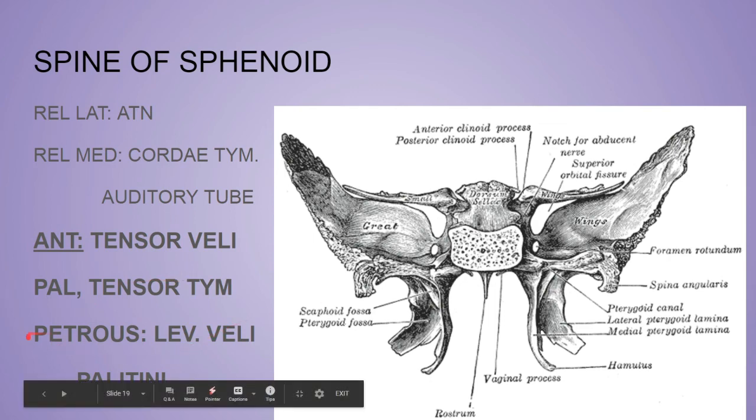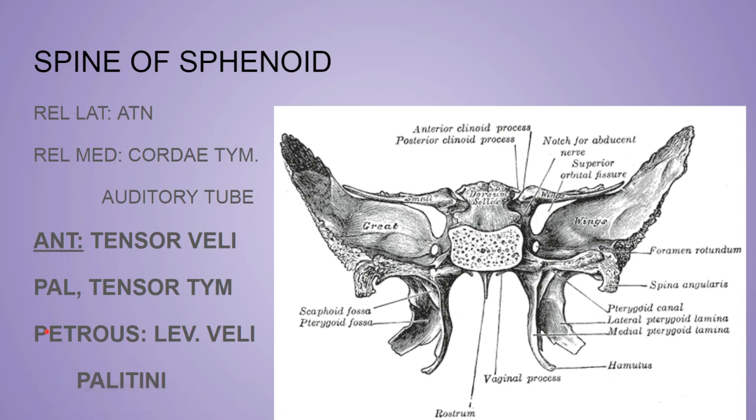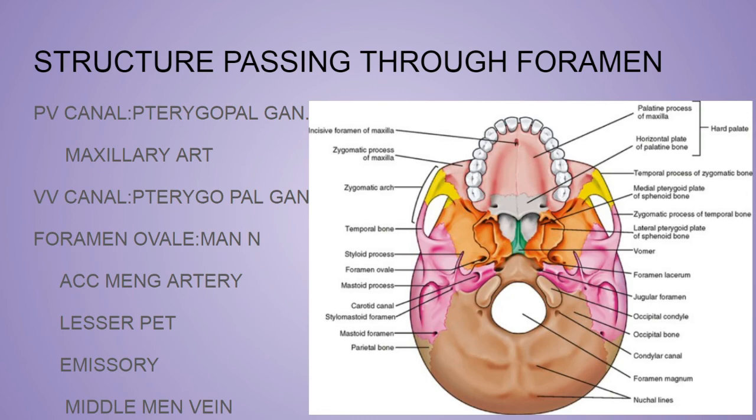The petrous temporal bone gives attachment to the origin of the levator veli palatini muscle. Structures passing through the foramens. First of all, the palatovaginal canal. It mainly transmits the pharyngeal branch from the pterygopalatine ganglion and a small pharyngeal branch of the maxillary artery. So the pharyngeal branch of this and the pharyngeal branch of the maxillary artery also.